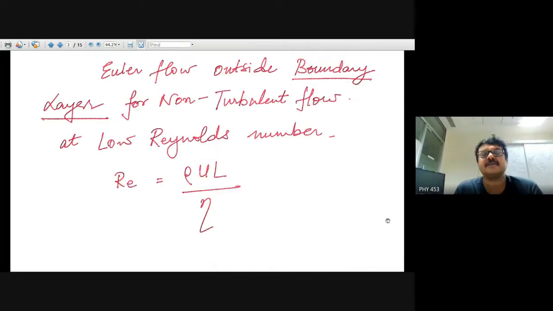So this is the thing which I wanted to stress: if you have steady flow, then outside the boundary layer, for non-turbulent flow and at low Reynolds number, what the Reynolds number and the boundary layer are, we'll discuss as we go along. The Reynolds number is rho u l over eta, where rho is the density of the fluid, u is the characteristic flow speed, l is the characteristic length over which the flow is happening, and eta is the viscosity of the fluid. At low Reynolds number, when you have non-turbulent fluid outside the boundary layer, you can assume Euler flow. That's a pretty good assumption. But the boundary layer exists and there are very strong viscous effects there. And if you just take Euler flow, you can't explain a lot of things, for example, how a plane flies and so on.